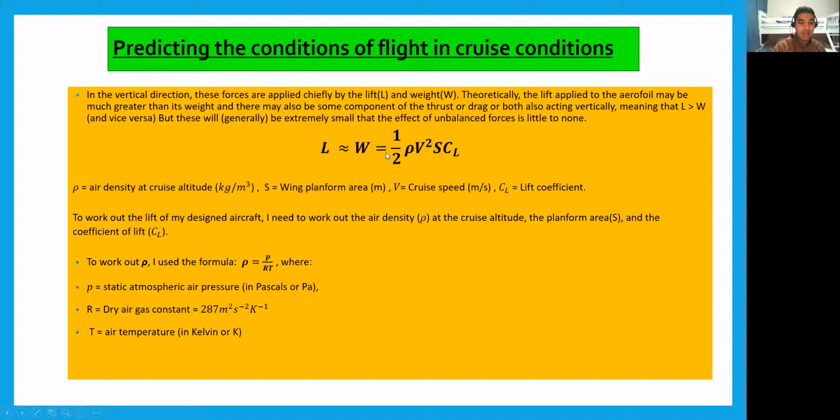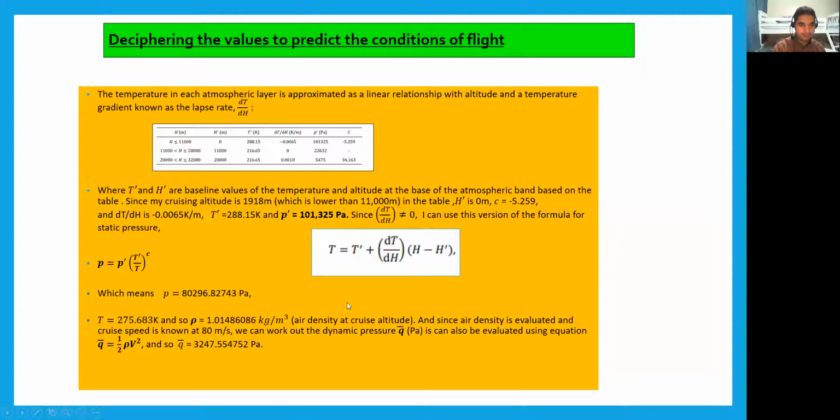L has to approximate weight, which is half rho V squared, multiplied by S and CL, and which is defined by these parameters. To work out the lift of my designed aircraft, I need to work out the air density at the cruise altitude, the planform area, and the coefficient of lift. To work out rho, I use the formula rho equals P over RT, which is defined here.